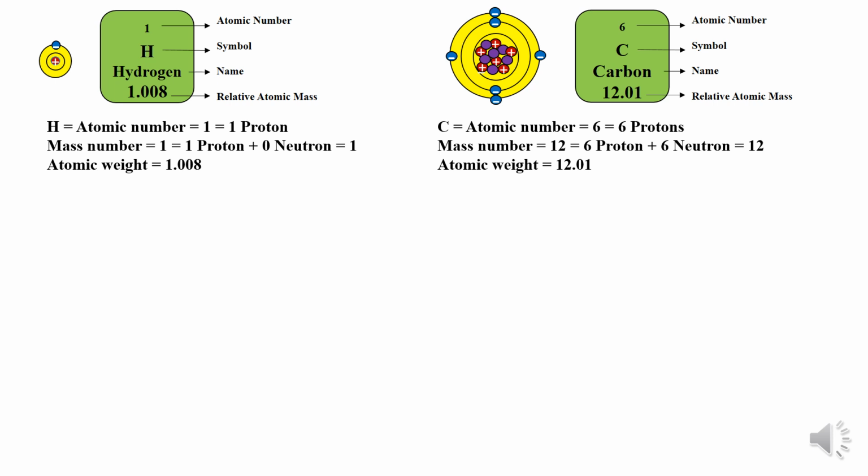So why is the relative atomic weight of hydrogen 1.008 and the relative atomic weight of carbon 12.01? That is, the relative atomic weights of elements in the periodic table are mentioned in decimals, not whole numbers.